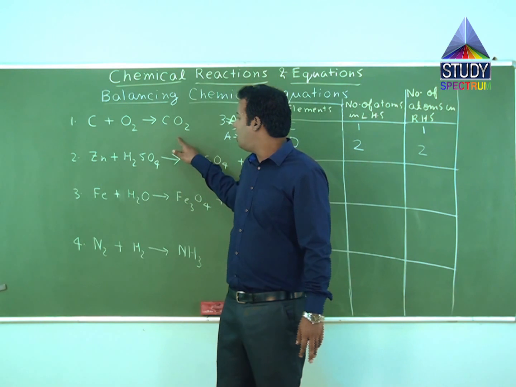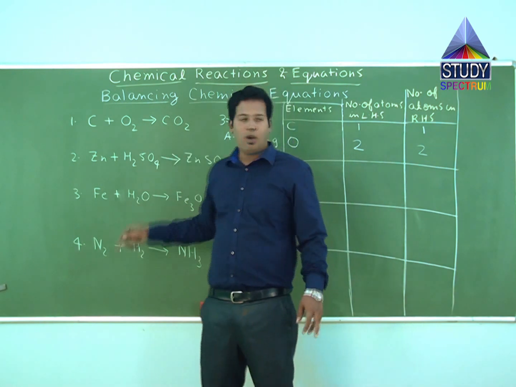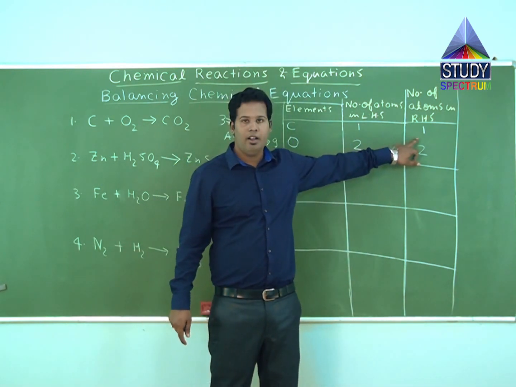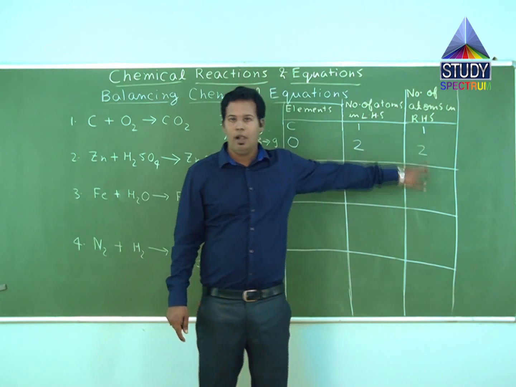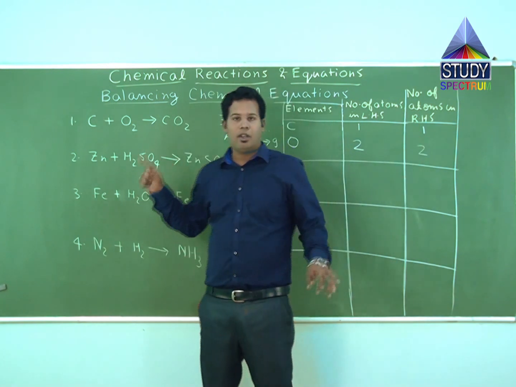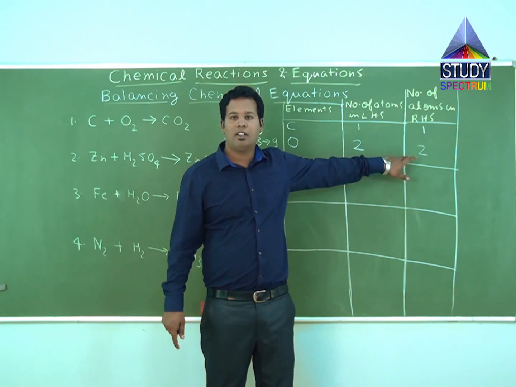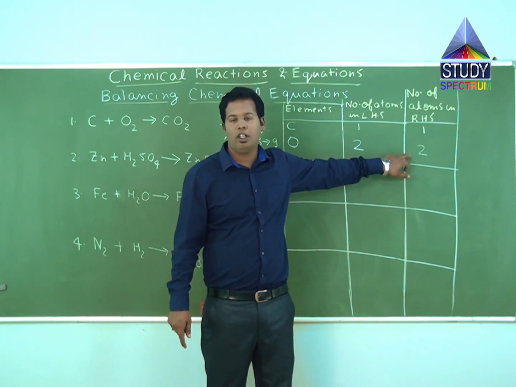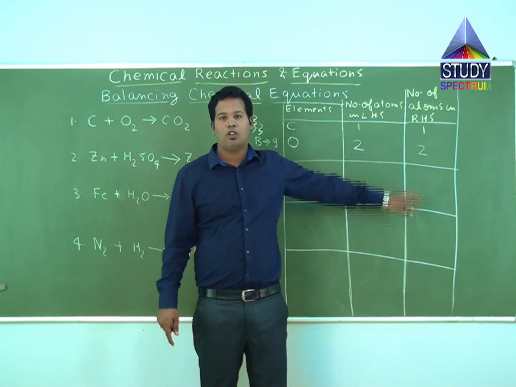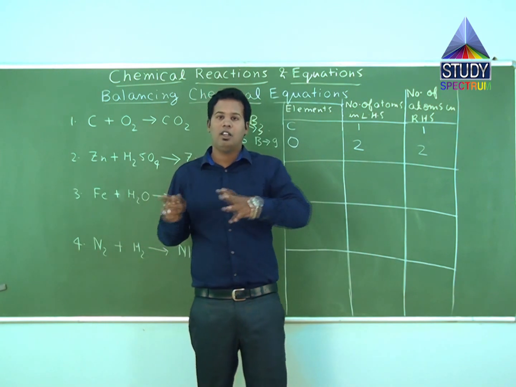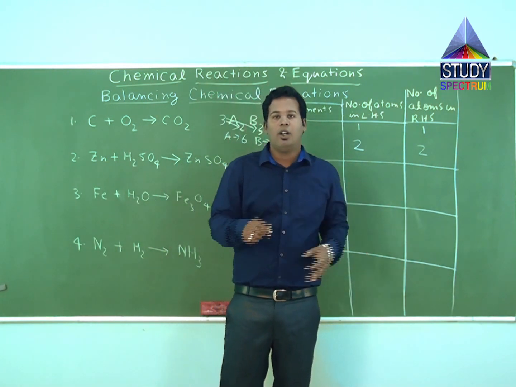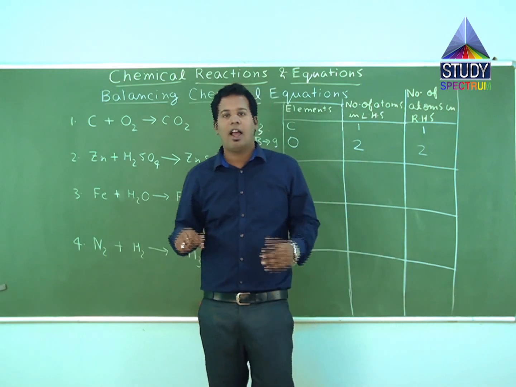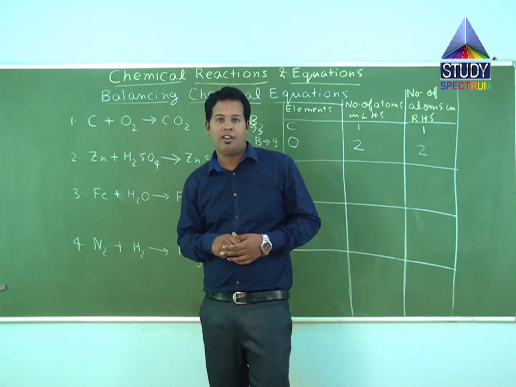Whereas if we talk about RHS, since the number of carbon atoms in RHS is 1, that means 12 gram of carbon, and the number of oxygen atoms in RHS is also 2, which means 16 into 2, that is 32 gram of oxygen. 12 plus 32 is again 44. So 44 gram of reactant is equal to 44 gram of product. So in terms of conservation of mass, the reaction is already balanced, right?